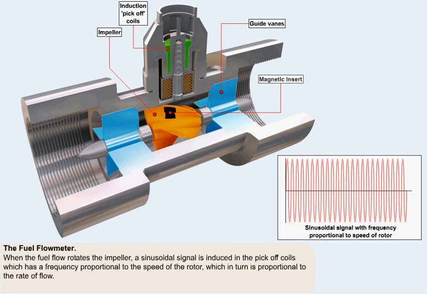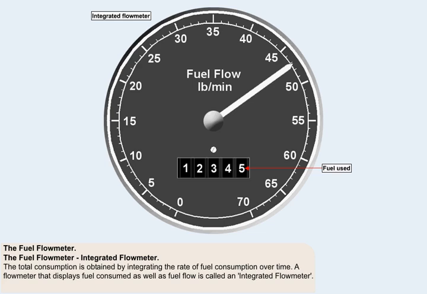When the fuel flow rotates the impeller, a sinusoidal signal is induced in the pick-off coils. The frequency of the sinusoidal signal is proportional to the speed of the rotor, which in turn is proportional to the rate of flow. The total consumption is obtained by integrating the rate of fuel consumption over time. A flow meter that displays fuel consumed as well as fuel flow is called an integrated flow meter.